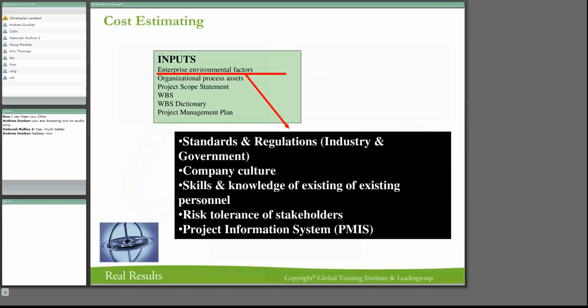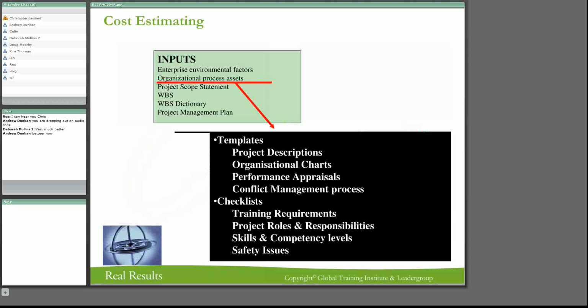And then the second thing, which will help clarify tonight, is the organizational process assets. And here we've got some of them. Those are the templates, the project descriptions, the organizational charts, the performance appraisals, conflict management process, and it's also checklists. All right. So all of those things that you probably have in your quality manual, or in your vision statement, or in your templates, or your standards, your project roles and responsibilities, the skills and competency levels, safety issues, all of those would be part of the input.